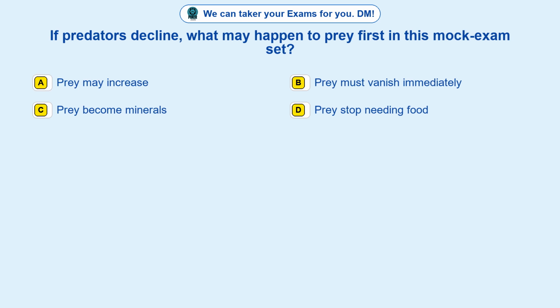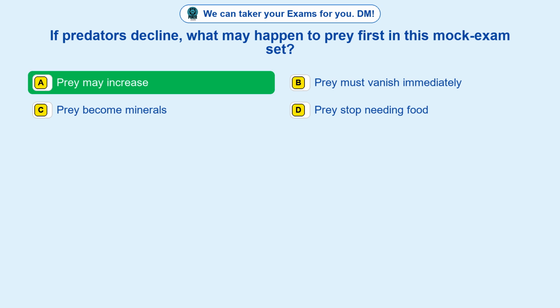Question 18. If predators decline, what may happen to prey first in this mock exam set? Option A. Prey may increase. Option B. Prey must vanish immediately. Option C. Prey become minerals. Option D. Prey stop needing food.